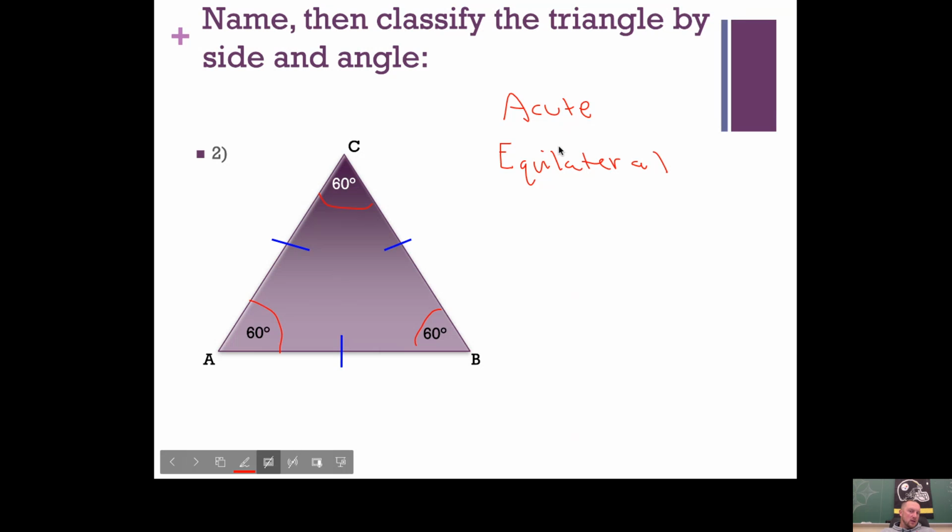The only equilateral triangle in the world must be acute, and it must have these three angle measures. 60, 60, 60. If they're all the same, then every single angle must be 60 degrees. We'll name this triangle ABC.